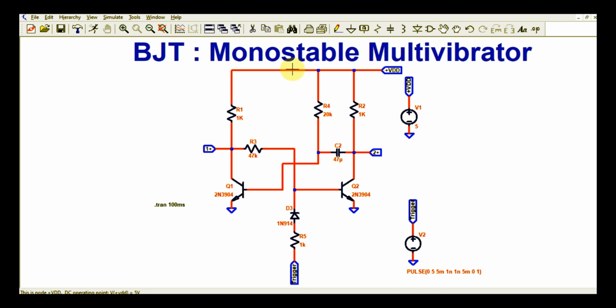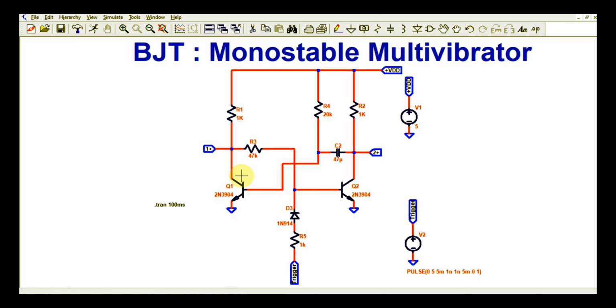I will run the simulation and show you the waveform for the BJT monostable multivibrator, right? As the name suggests, it has at least one stable state. It is having at least one stable state. So this is going to be a very interesting topic today. Let us learn the circuit diagram design for the BJT monostable multivibrator.